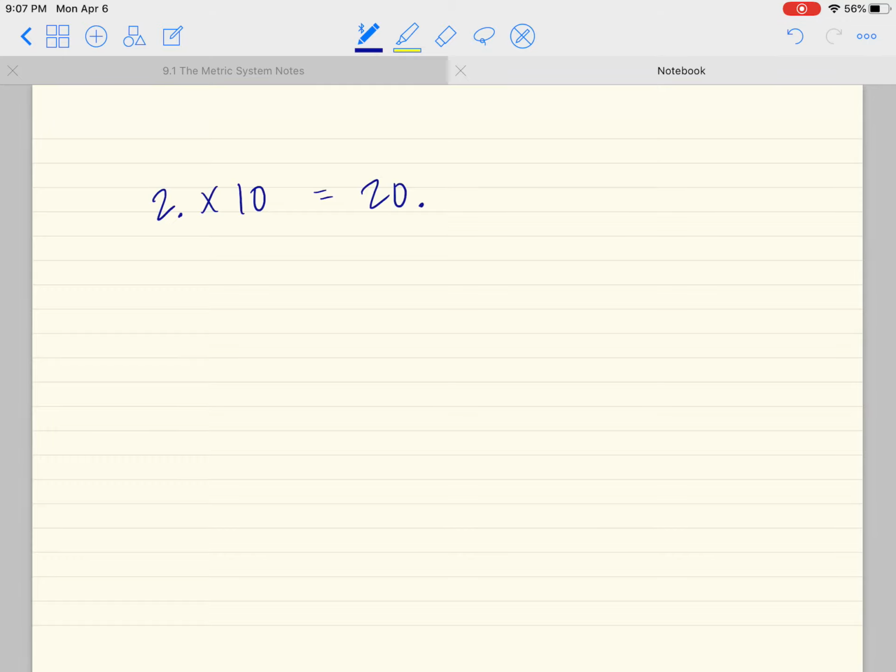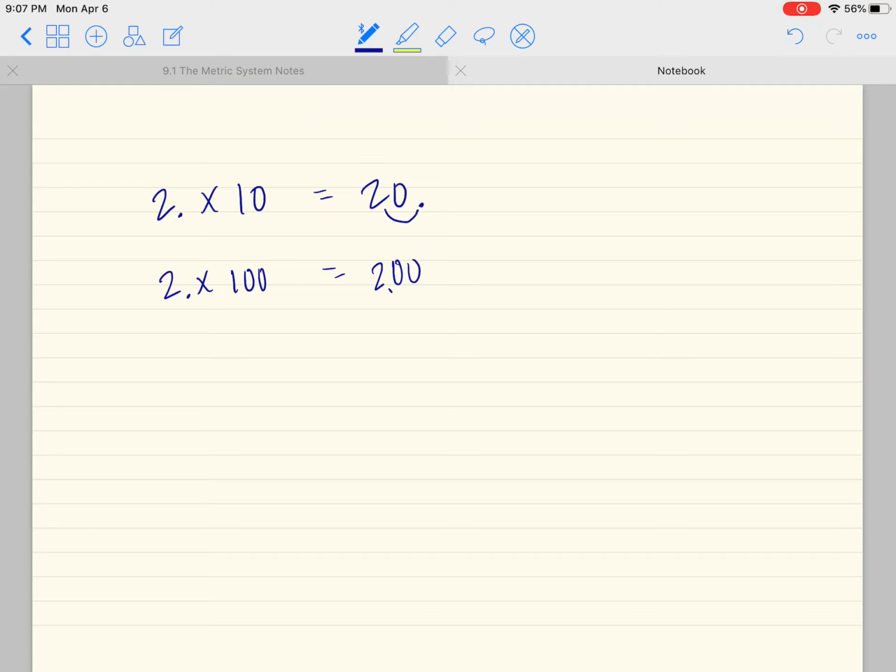If you took 2 and you multiply it by 10, you end up with 20, right? Now what's happening when you multiply by 10 to go from 2 to 20 is basically you're just moving the decimal, right? You add a 0. So instead of being 2 where the decimal is here, it moves here.